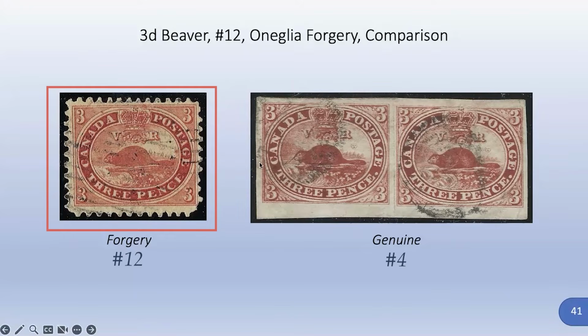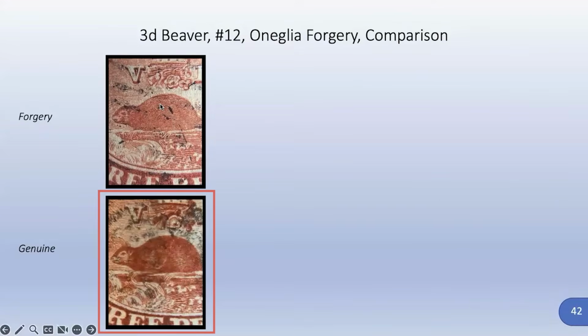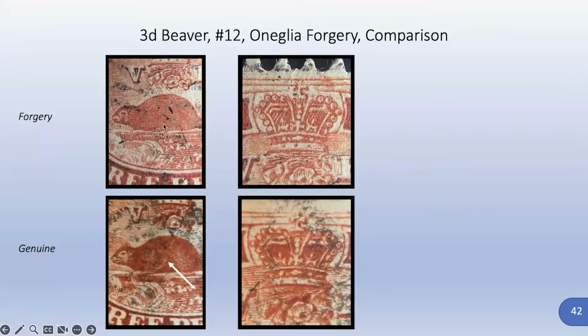He's forged the number 12, but I'm comparing it to the same image on the imperf version, which is a number 4. Imperf 3-penny beaver. And here we're looking at the forgery and the genuine. But the beaver, I looked carefully and I could not see any differences. He's got every little detail in here. There's a bit of a difference in the separation of the margin line. This margin line is a little closer in the genuine than it is in the forgery.